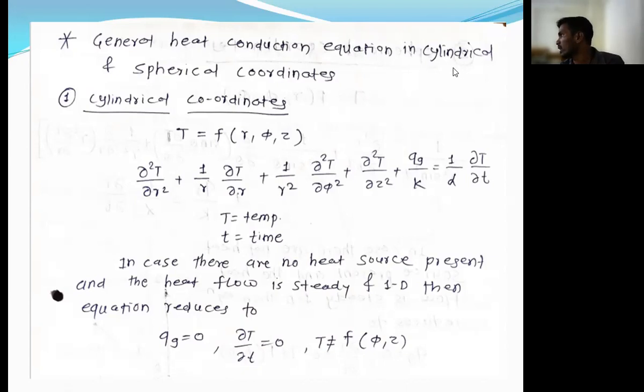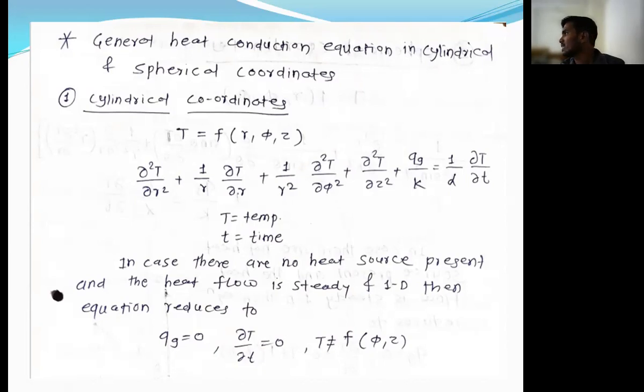We don't need to look at the derivation, only the last equation is useful, so we have only written the last equation. Just as we found the equation for the Cartesian coordinate system, in that same manner we would derive the equation for the cylindrical and spherical coordinates. But for this syllabus there is no derivation, so we have written the final equation only. All of you write down the general heat conduction equation in cylindrical and spherical coordinates.